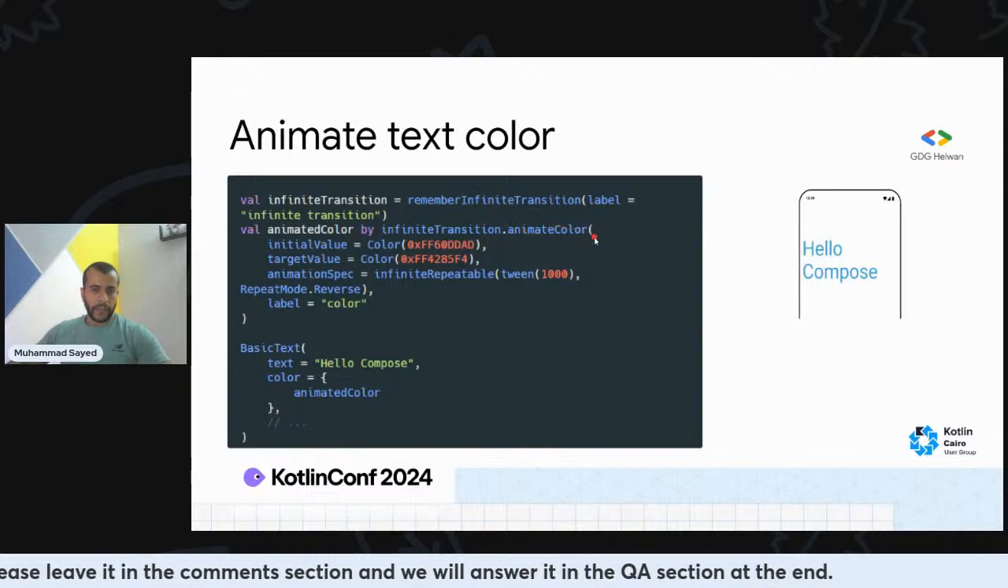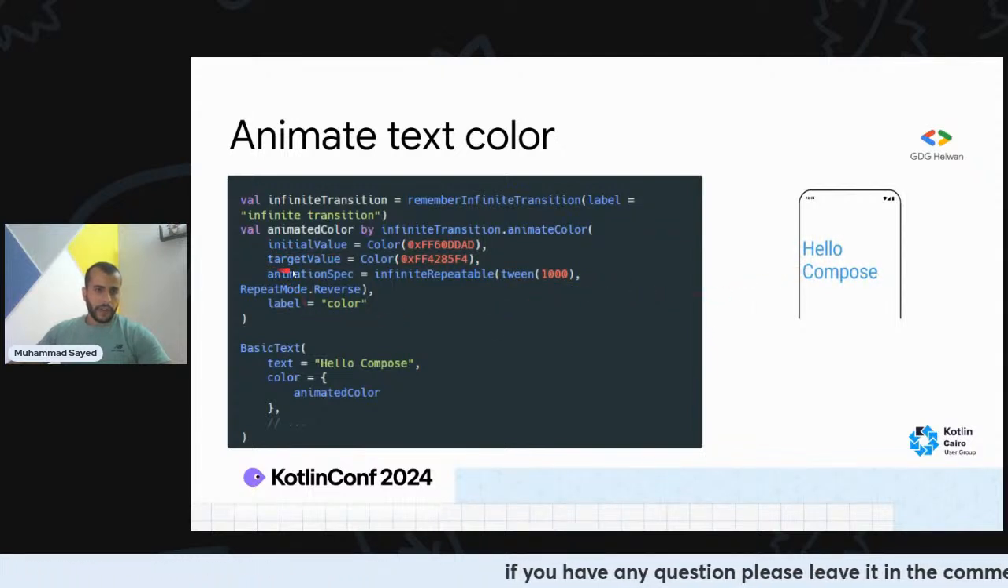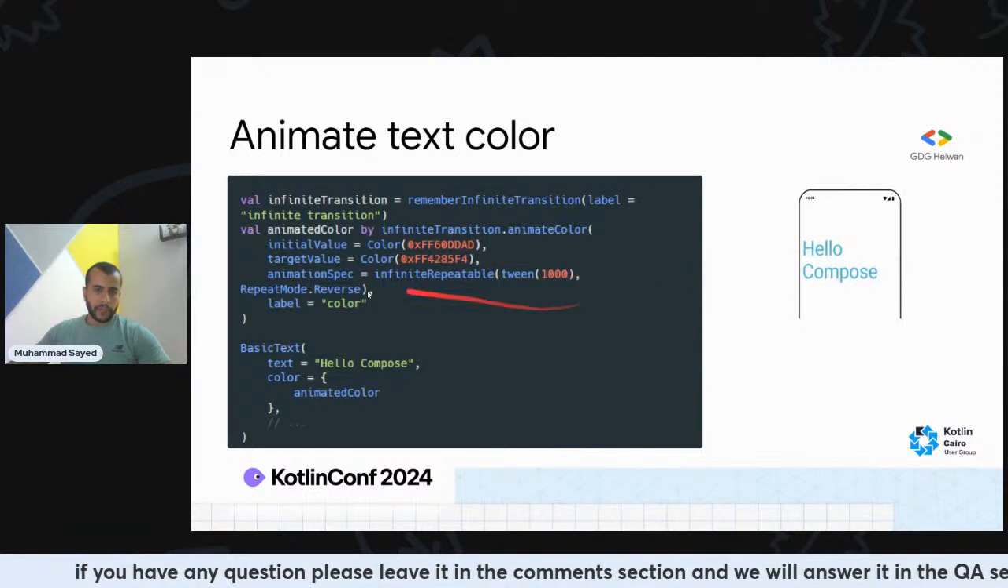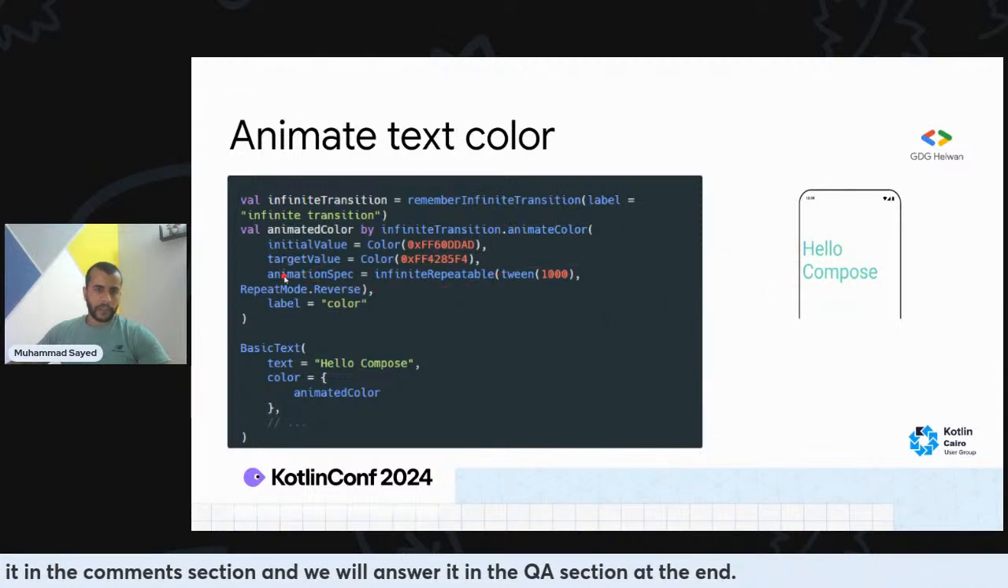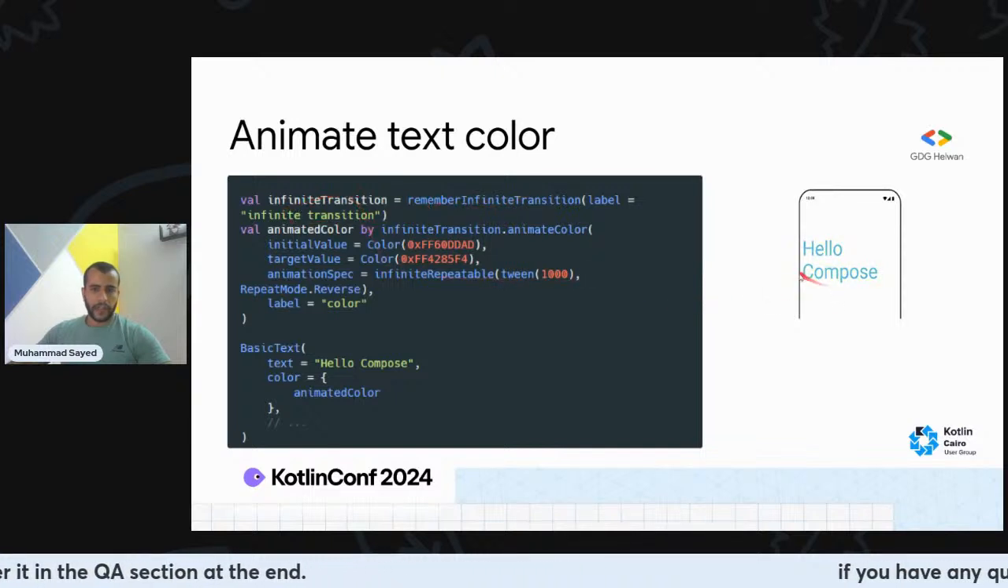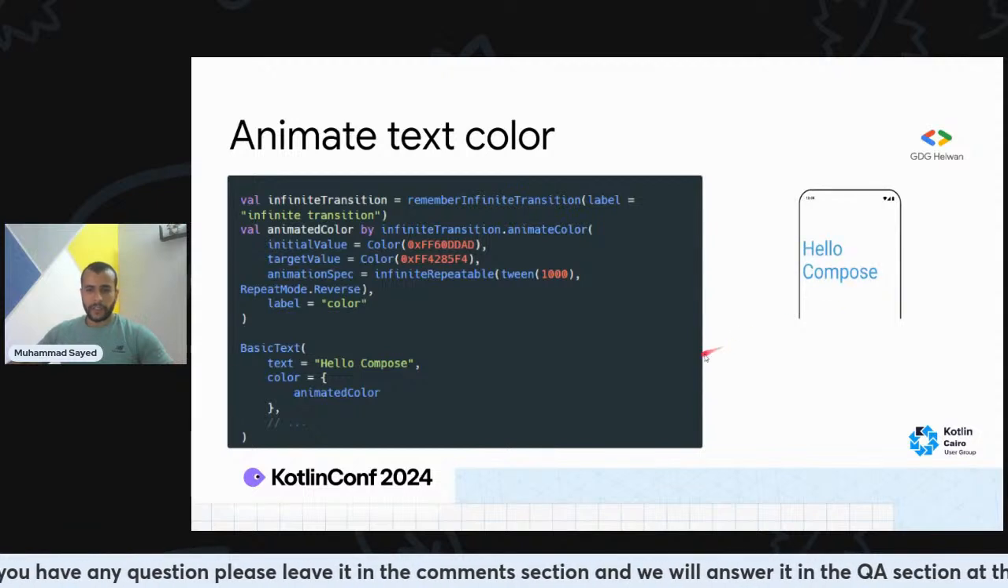infinitely animate whatever, for example, here we are animating color, and we set an initial value, which let's say is a green color, and then the target value could be the blue one, and we can animate this back and forth based on a certain animation spec between a starting initial value and a target value. This goes forever. It's not going to stop. It's an infinite transition, and we can just set the animated color here as, for example, the text color. Very easily, very smooth as well.